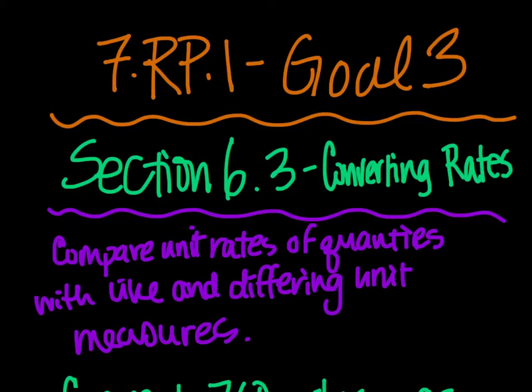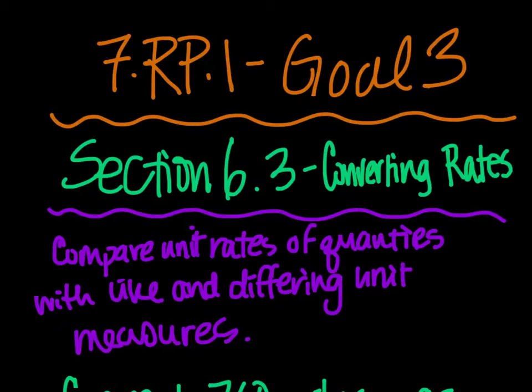Welcome to the last video for this 7.RP.1, our goal number 3. We're looking at section 6.3 for the majority of this, and it is converting rates. You've already done a worksheet based on this stuff for part of this goal. I need you to be able to compare unit rates of quantities with like and differing unit measures, and this is how we go about doing this.